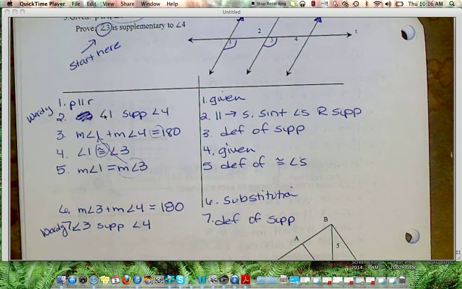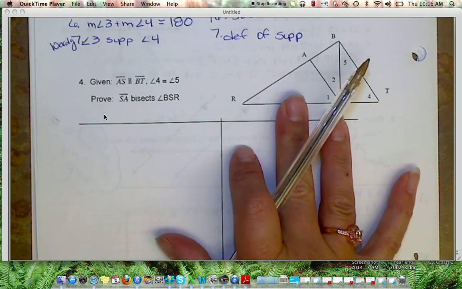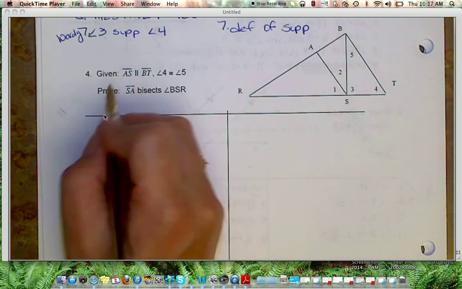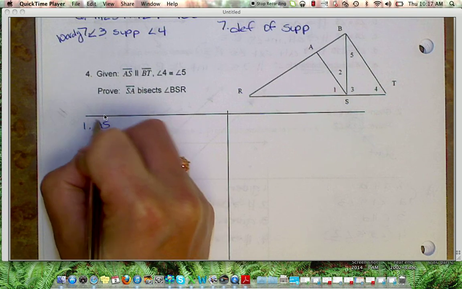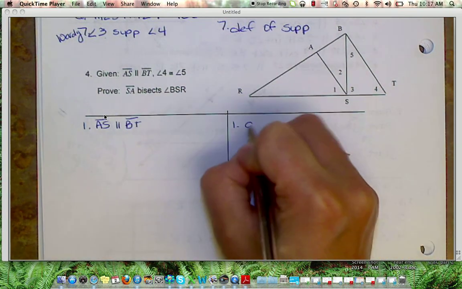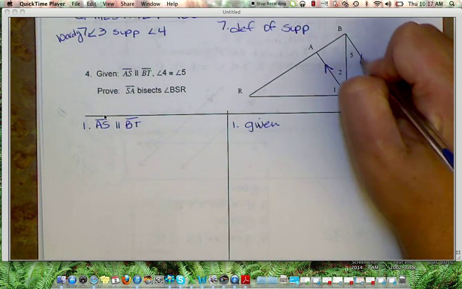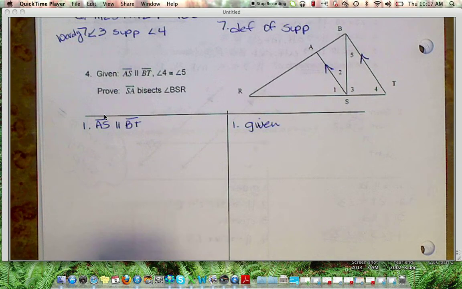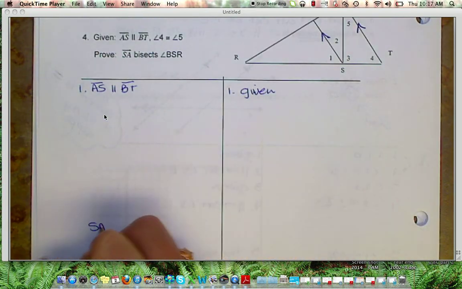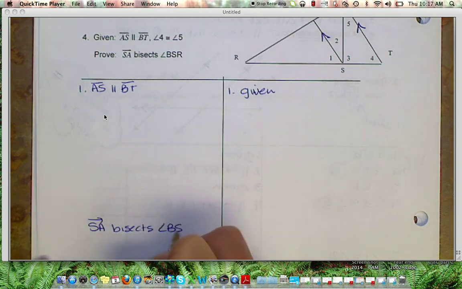Okay. Let's try the next one. Again, these proofs can be done different ways. I'm just trying to think of the best way that makes sense. So if you find another way, it could possibly be correct. All right, so in this proof, we are given that line AS is parallel to line BT, and we're trying to prove that ray SA bisects angle BSR.